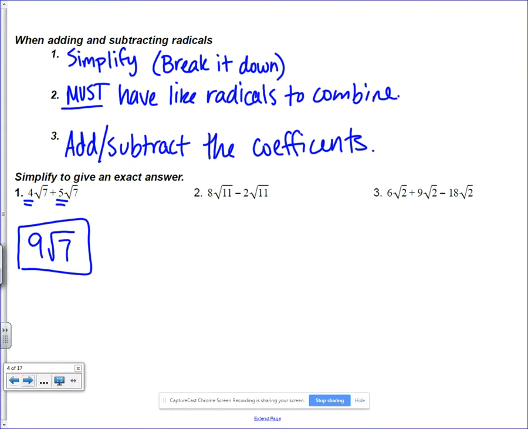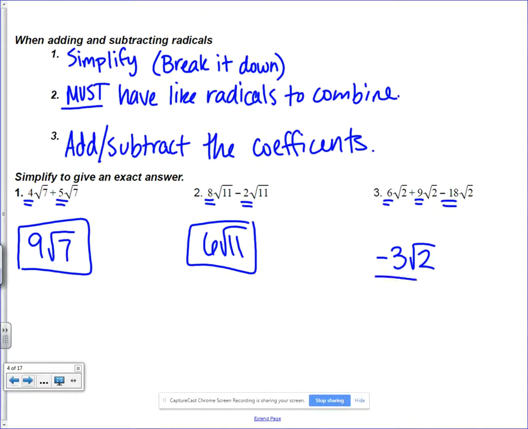Number 2, are they alike? They are. So all I need to do is subtract 8 radical 11's minus 2 radical 11's, and that gives me 6 radical 11's. Now you'll notice there, it wouldn't make any sense to subtract them because if you did, that would just be 0, right? So it doesn't make any sense. Okay, now I can combine adding and subtracting. So if I take 6 radical 2's and add 9 radical 2's, how many does that give me? 15 of them. And then if I subtract 18 of them, negative 3 radical 2's. Questions? Pretty good, right? It's all good and gravy as long as they match.